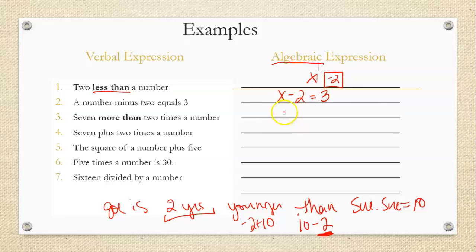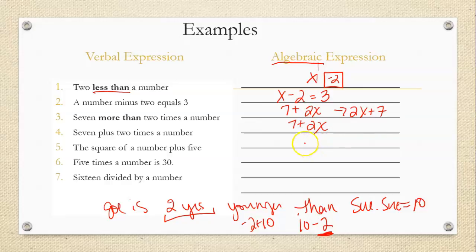Number 3. 7 more than 2 times a number. So that's plus, 2 times a number plus 7. As long as the 7 is positive, we know we're adding it. You could also write it like this. Totally fine, right? Because in addition, they're both positive there. Number 4, 7 plus 2 times the number. That's another way to write it.